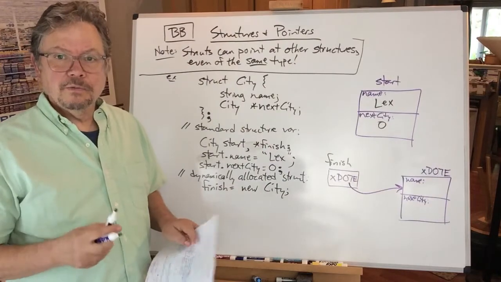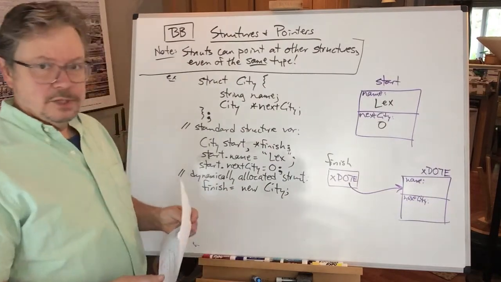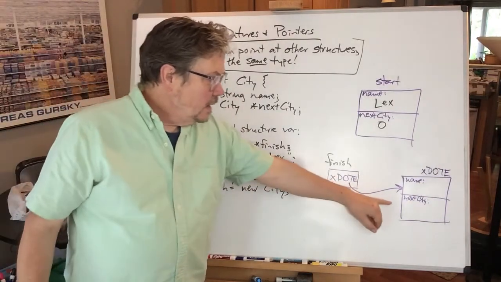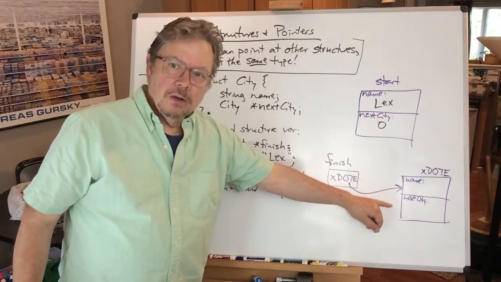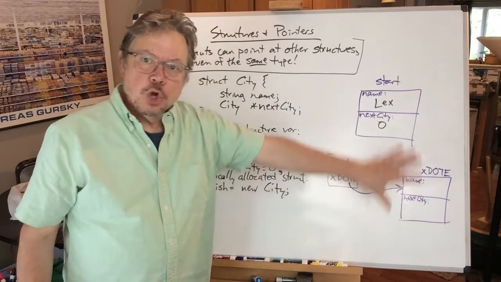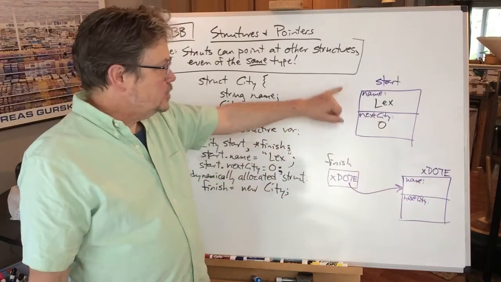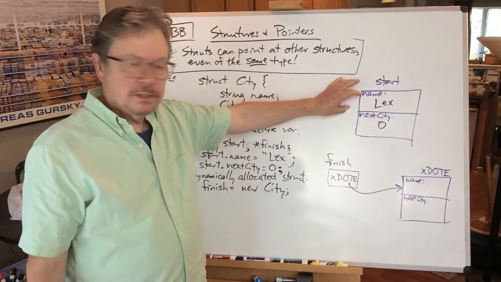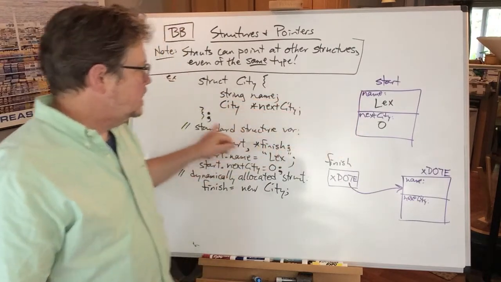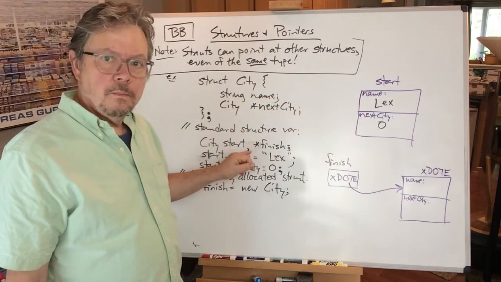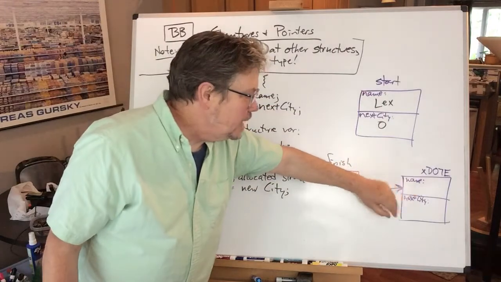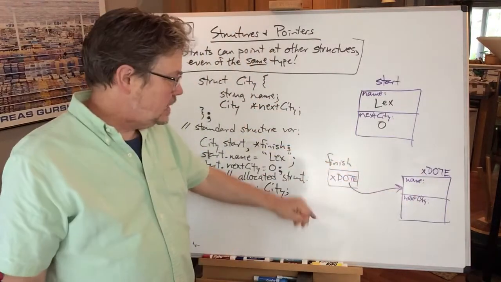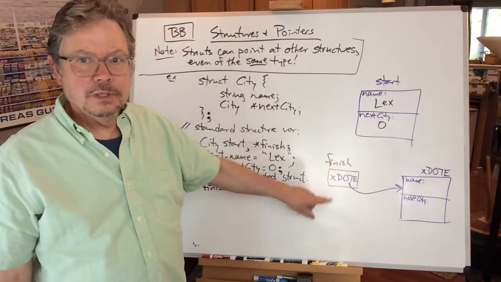Now, there are a couple of pretty profound implications of that. One thing, this city structure that now is a part of my program has no name. Unlike start up here where I could say start.name and get lex. Start.nextCity and get that 0 if I wanted to. There is no variable name down here. I'm going to have to get at it indirectly using the finish variable.